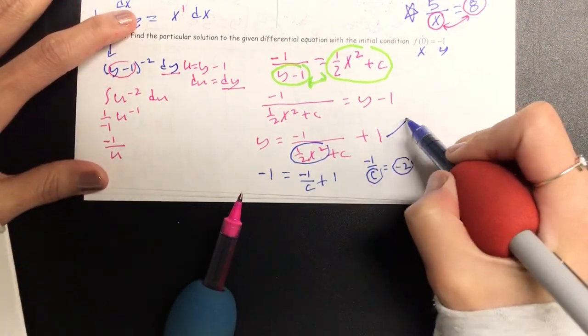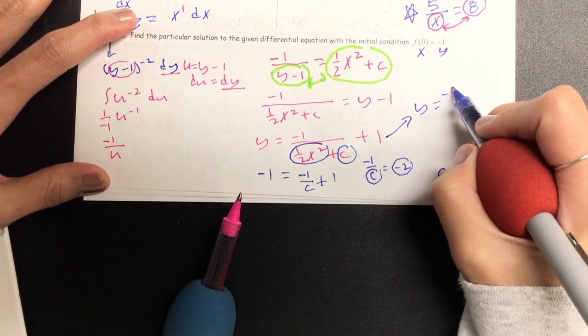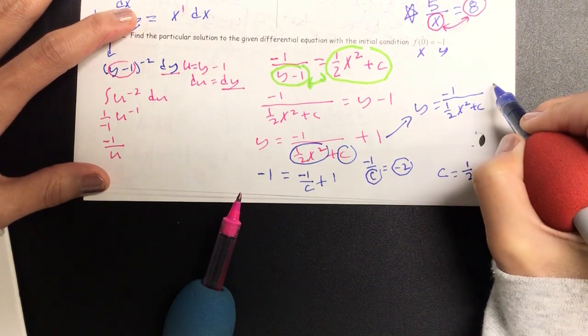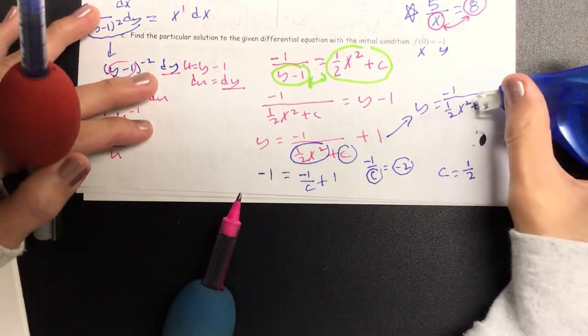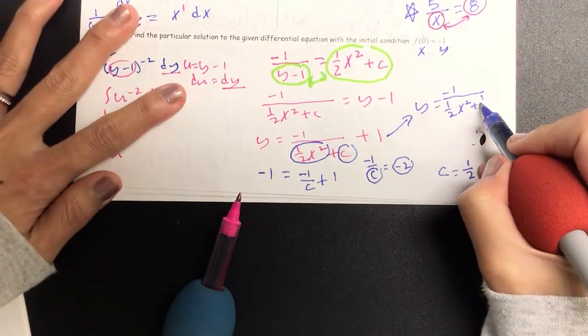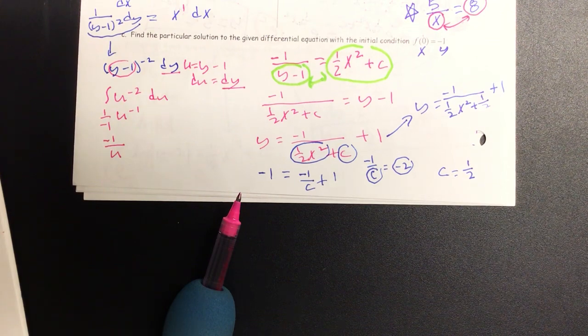So my final equation is this. I take this guy over here, plug in the c value. So y is equal to negative 1 all over (1/2 x squared plus c). Oh, plus 1/2. I keep not substituting. What a sad day. So y equals negative 1 over (1/2 x squared plus 1/2), plus 1. And that is our final answer.